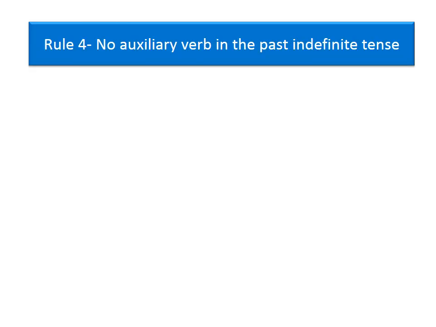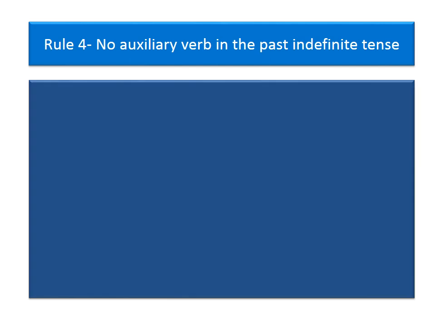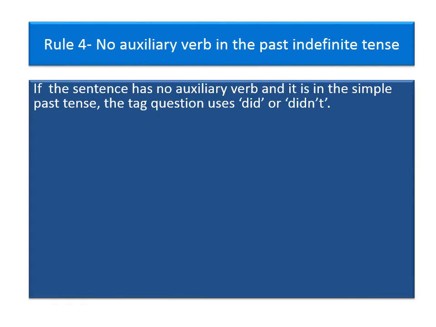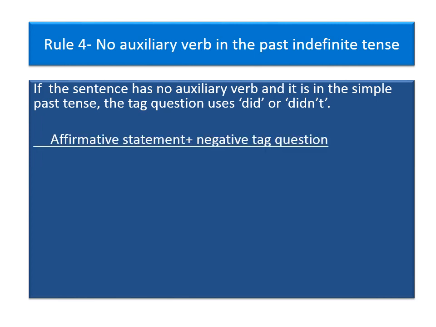Next comes rule number 4. No auxiliary verb in the past indefinite tense. If the sentence has no auxiliary verb and it is in the simple past tense, the tag question uses did or didn't. Let's see some examples.